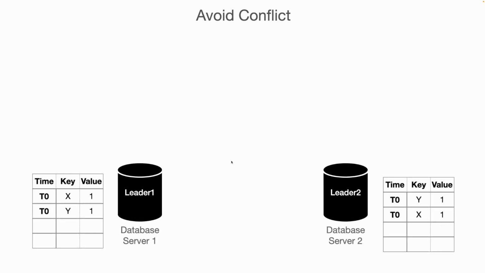The next is avoiding the conflict. In the same example, let's suppose there are two leaders, leader 1 and leader 2, and both initially have x and y equal to 1. The fundamental of avoiding conflict is that leader 1 will only write for x and leader 2 will write only for y. If a request is coming for x, it will be routed to leader 1. If a request is coming for y, it will be routed to leader 2. So we are dividing the write operations on the basis of keys. Here the keys are x and y.